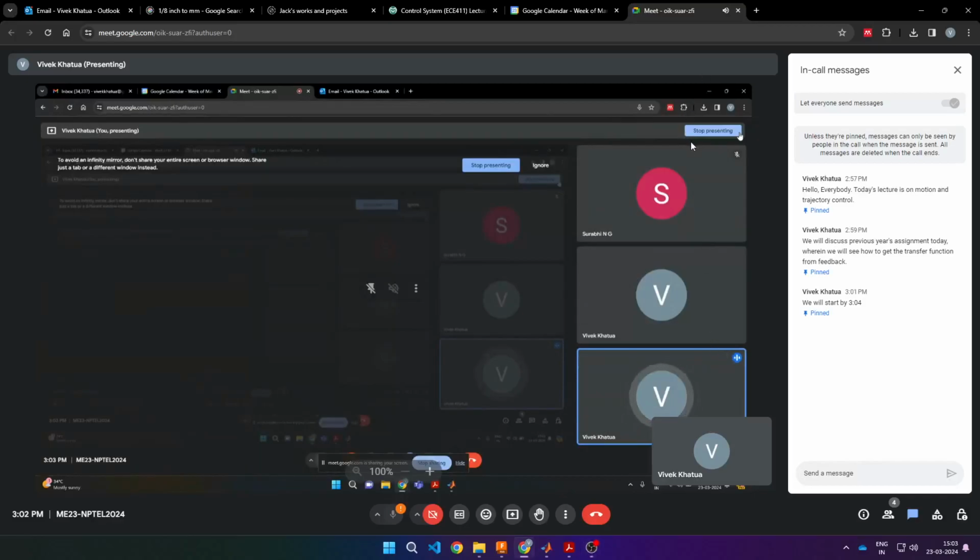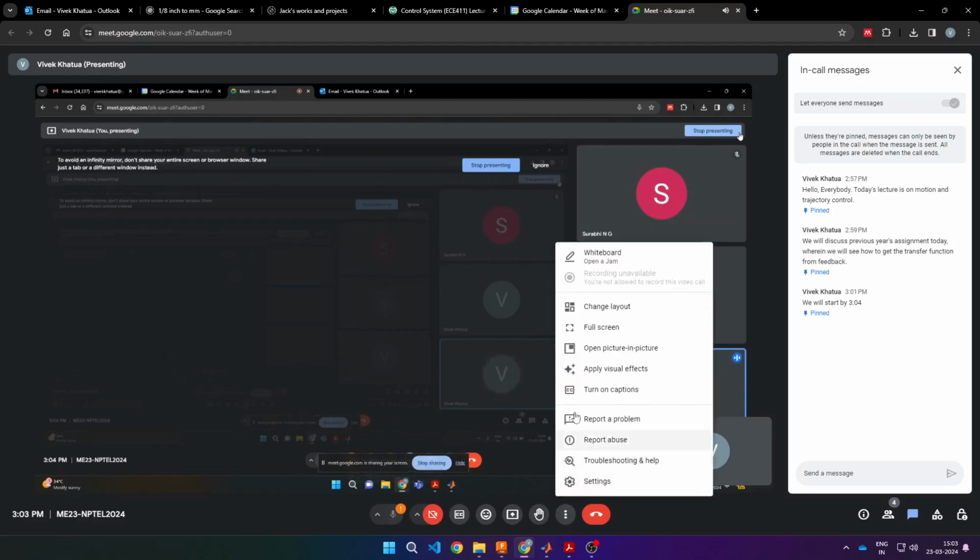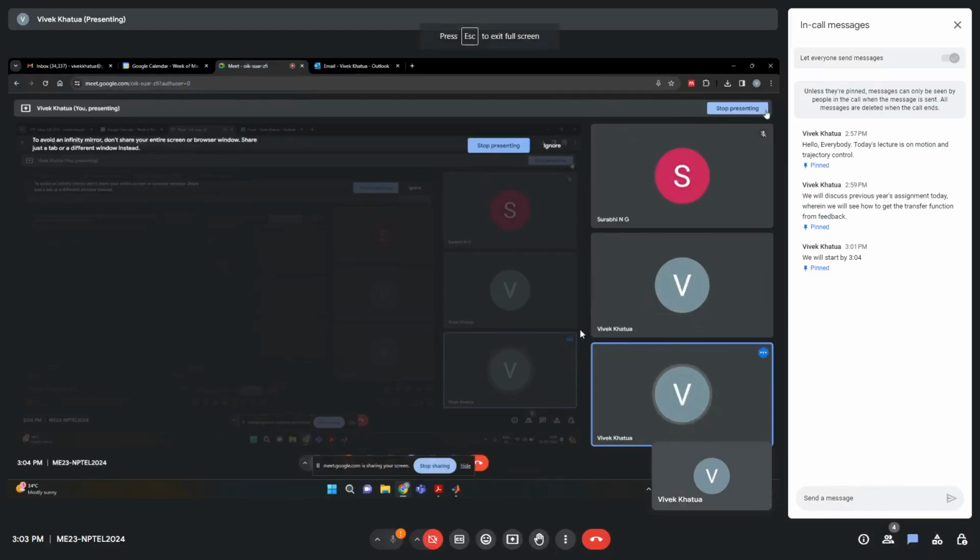So this is week 9 of NPTEL ME23. Today we'll be discussing motion and trajectory control. Generally when we talk about control, we are talking about feedbacks and feedback loops, and we'll be interested in deriving the transfer functions for, let's say, proportional, integral, and derivative gains, right?